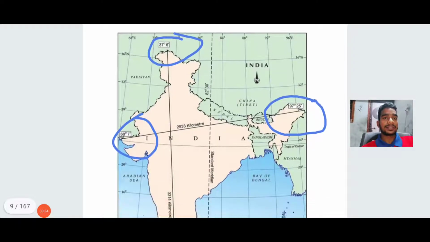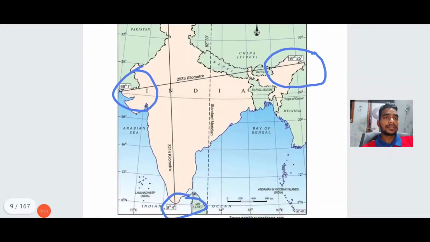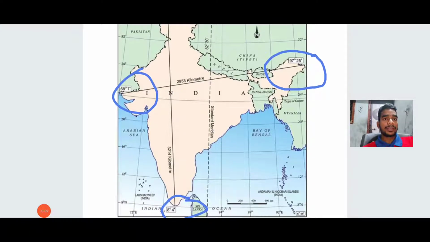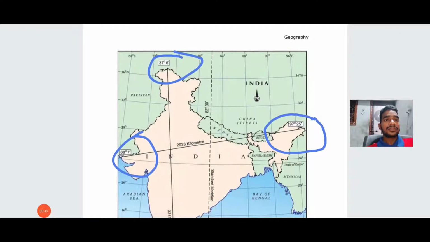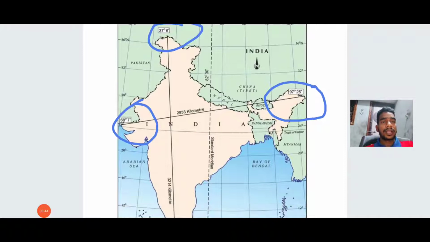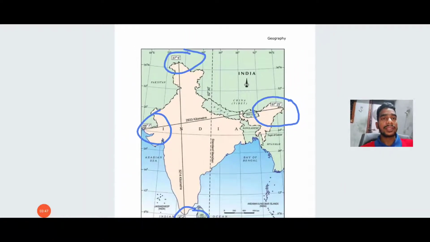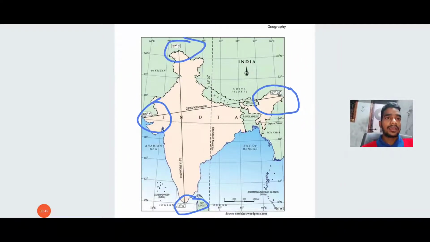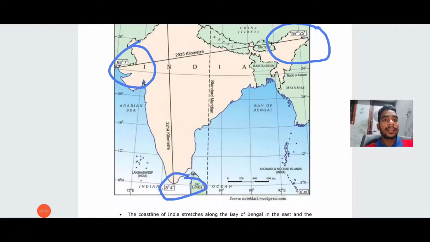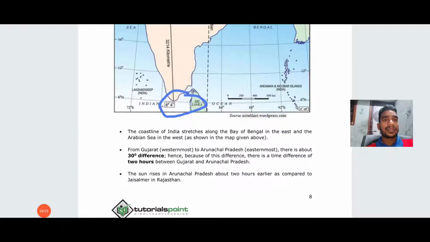You can see this is the map of India, and in this map you can see there are so many neighbors of India: Pakistan, China, Bhutan, Nepal, Myanmar, and Bangladesh as well. The islands of India are the Lakshadweep Islands, and the Andaman and Nicobar Islands, if you can see this specifically. The coastline of India stretches along the Bay of Bengal in the east and the Arabian Sea in the west.